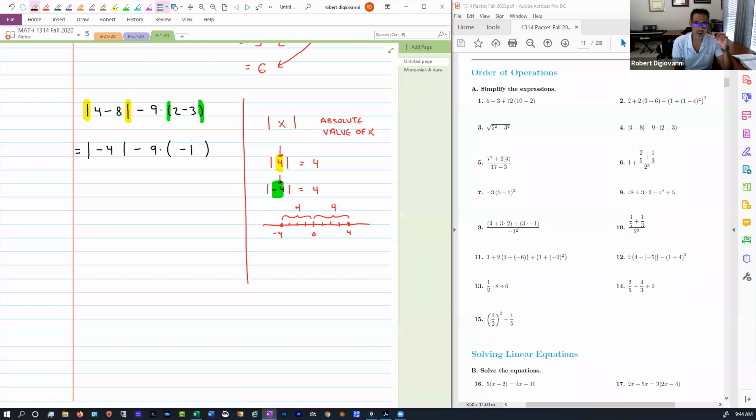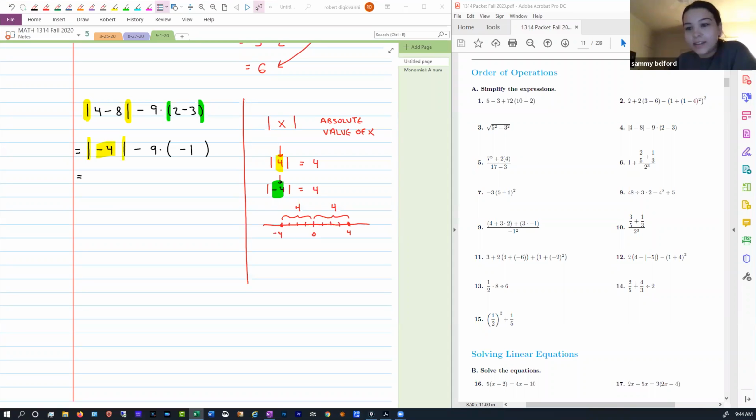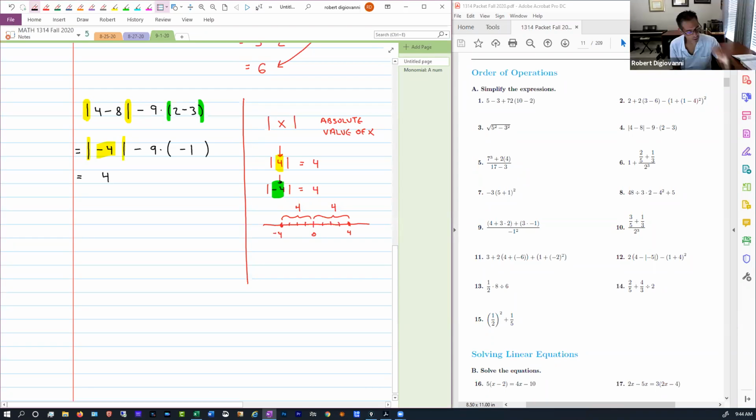Now we need to actually do the operation. So we need to actually do the absolute value, right? The absolute value of -4. So moving along here, I said Samantha's up next. So Samantha, how you doing? Good. Okay, good. So absolute value of -4 would be? 4. 4, okay.